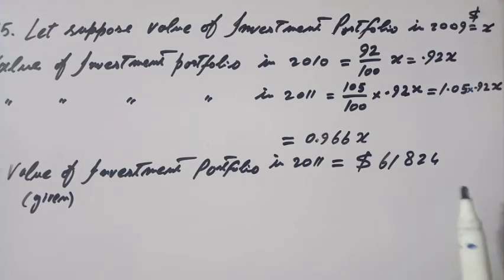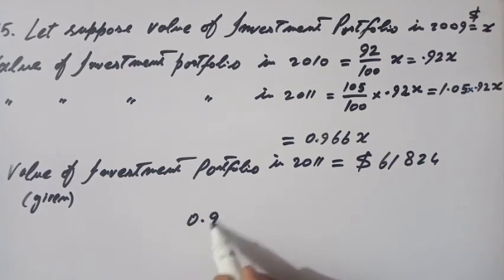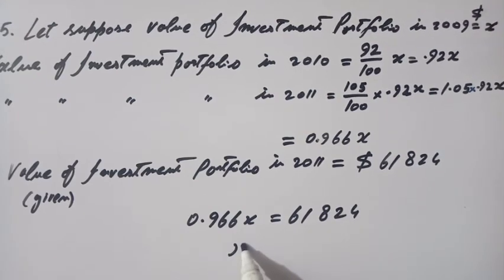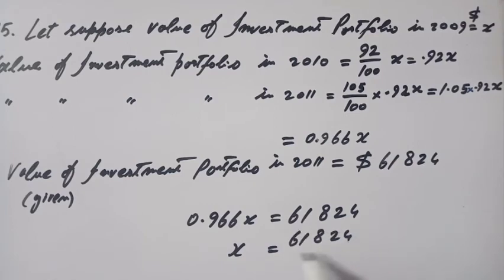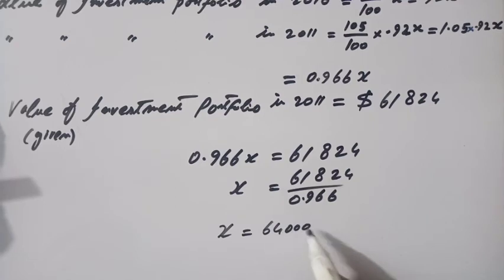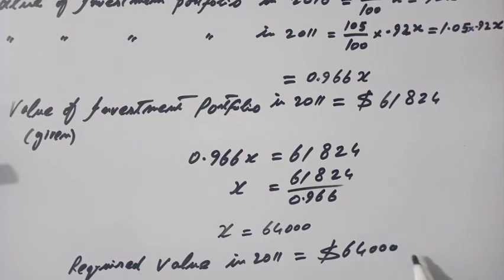Now comparison gives us, comparing the right sides of these two statements, it would be 0.966x is equal to 61,824. x find out करने के लिए now 61,824 divided by 0.966. Now do it calculate. Over here x is calculated as 64,000. So the required value is $64,000, right?